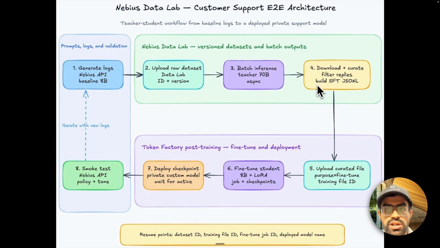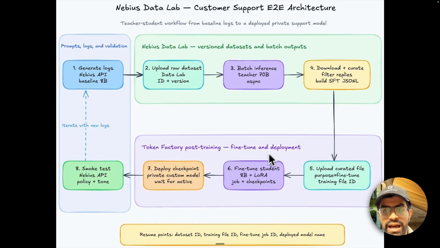All of these operations happen within the Nebius Data Lab with the help of the specific APIs, or you can do the same on the UI side as well. And now this is where we come into our Token Factory post-training. We've collected our dataset and our high-quality responses from our larger model, so we curate our file, which will be used for fine-tuning, and we upload that file.